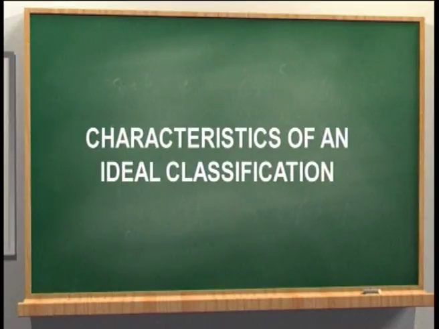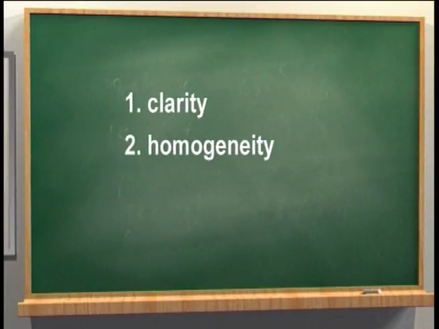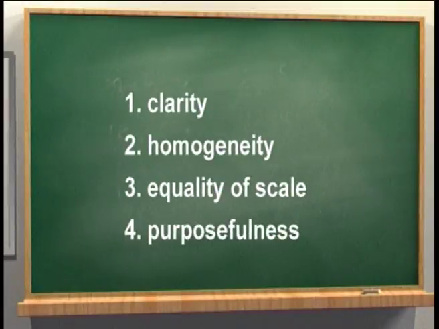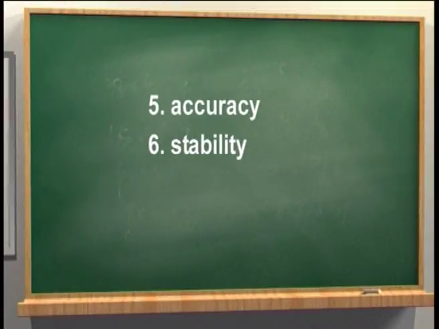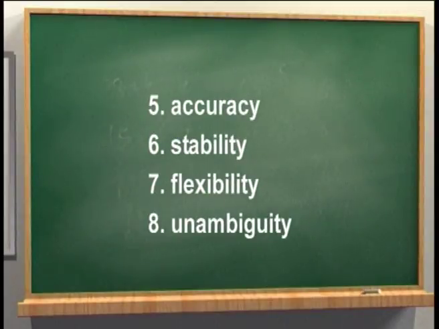Characteristics of an ideal classification. There are no hard and fast rules for making classification of data. Technically, the classification of data depends upon the nature, scope and purpose of study. Nonetheless, an ideal classification possesses some important characteristics. A good classification should have the characteristics of clarity, homogeneity and equality of scale, purposefulness, accuracy, stability, flexibility and unambiguity. Some of the characteristics are given below.